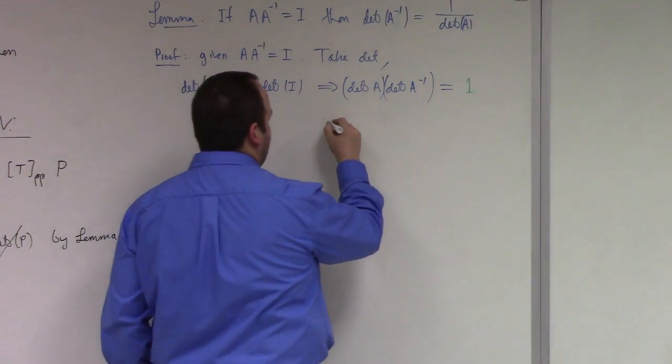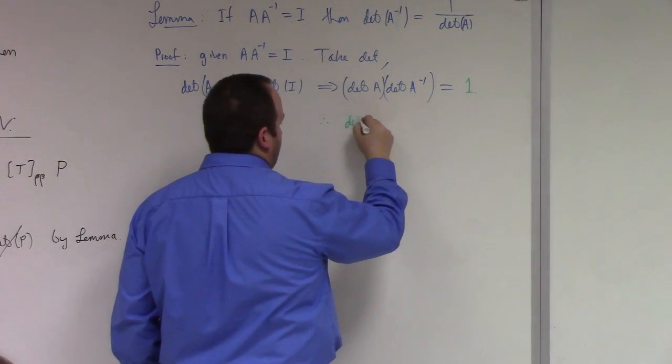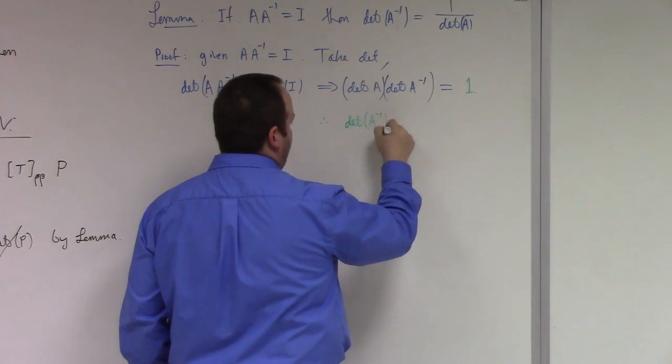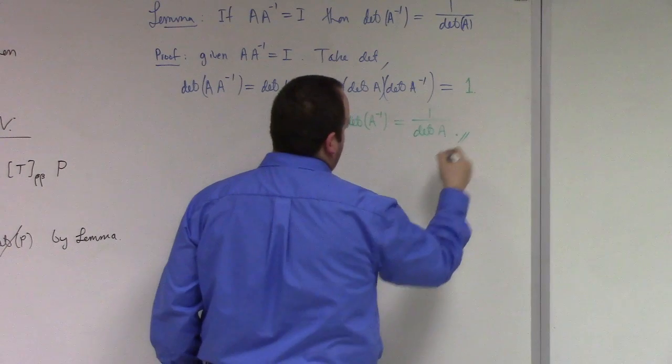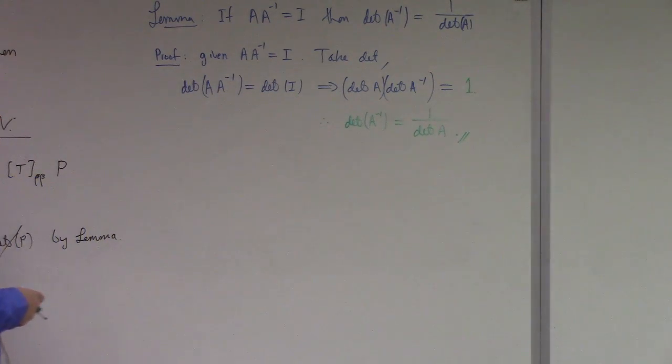So therefore, the determinant of A inverse is 1 over the determinant of A. Lemma completed. Closed time loop maintained. Phew. Hawking can breathe a sigh of relief. All right.